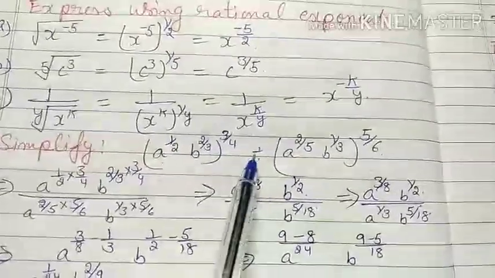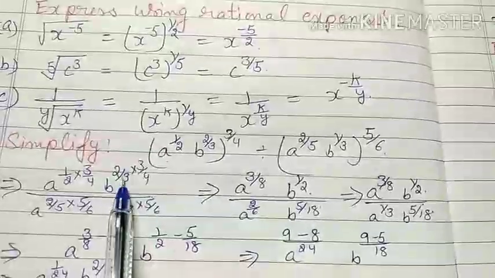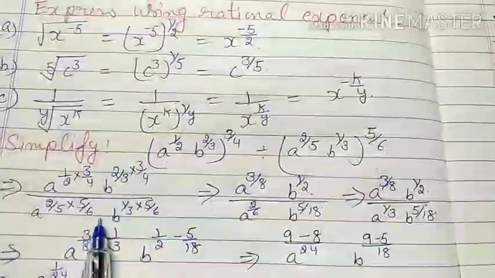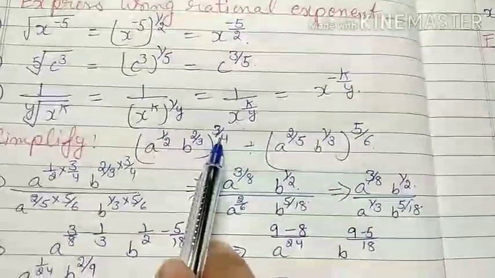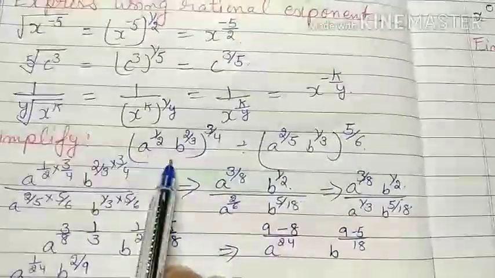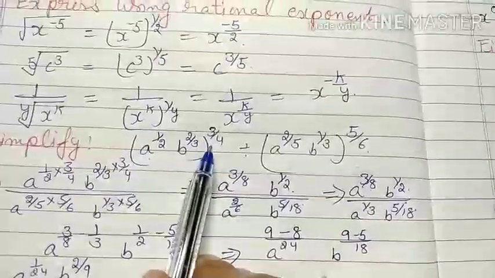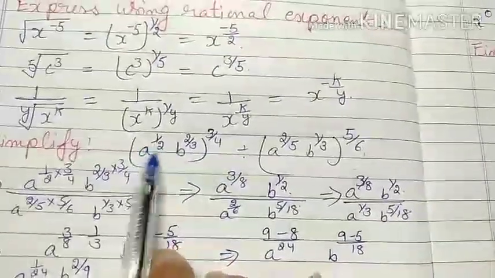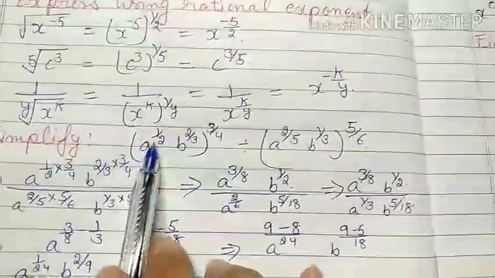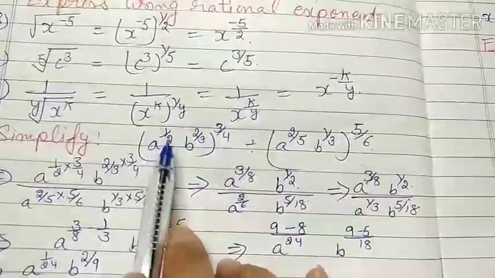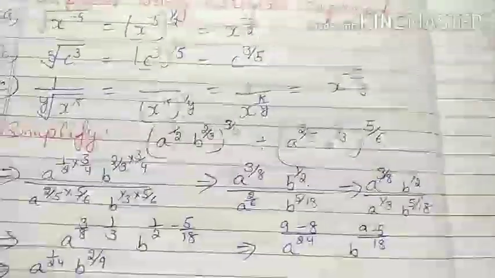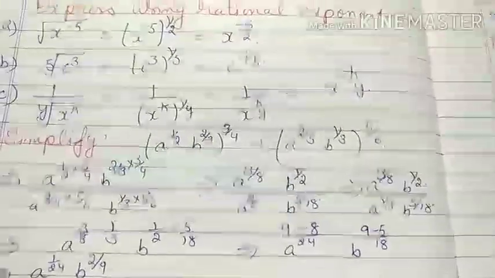Like here, if divide is there, we can write it in numerator denominator form, like this term will be divided by the second term. Now here there is a common power. The rule is that if different bases are inside and there is a common power, that power should be multiplied with the powers of both the bases inside the bracket. Here a is 1 by 2, that is multiplied by 3 by 4. Here also b raised to power 2 by 3 multiplied by 3 by 4.